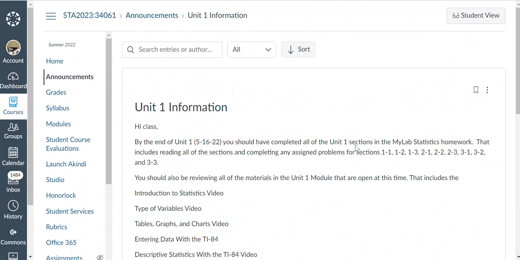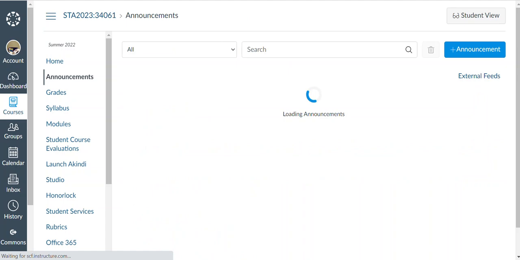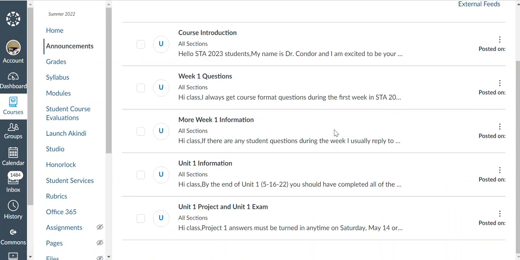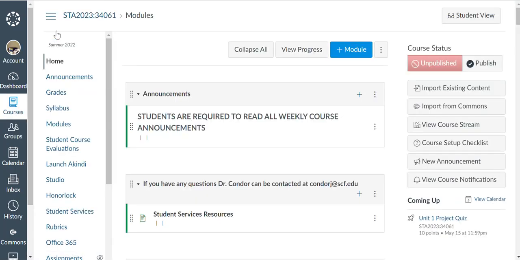So I'll be giving you a lot of information in the announcements, reminders, things that are in addition to what's listed on the syllabus and your tentative schedule. And again, here's another announcement on the Unit 1 project and the Unit 1 exam. And again, you should always know what's coming up for you on a weekly basis. And so I'm going to go back to the home on Canvas.